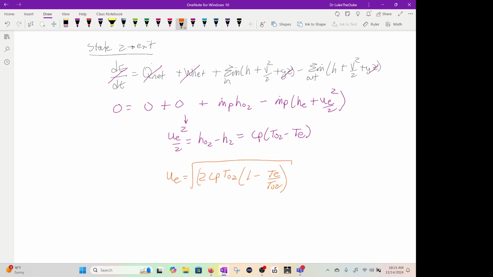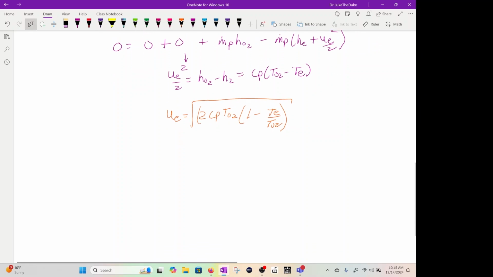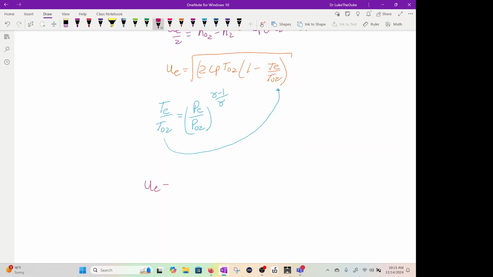Okay? Why did I do that? Because from isentropic equations, Te over T naught 2 equals Pe over P naught 2 raised to the gamma minus 1 over gamma. And we're going to plug that into here. So we got Ue equals square root of 2 Cp T naught 2 times 1 minus Pe over P naught 2 raised to the gamma minus 1 over gamma. And now we have our exit velocity.